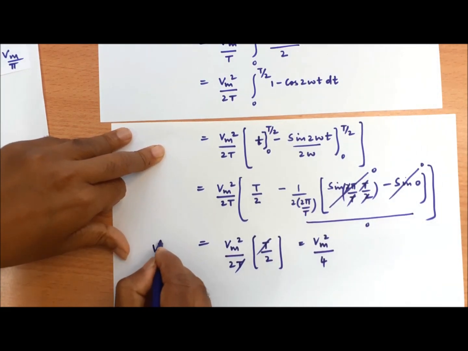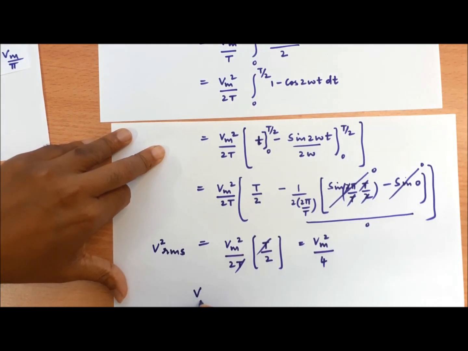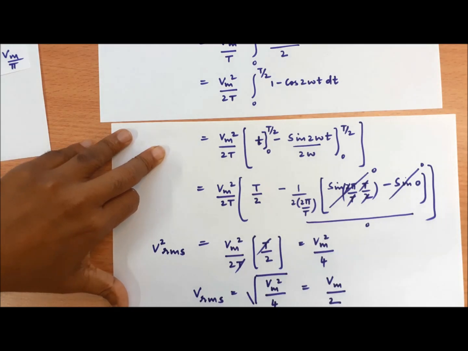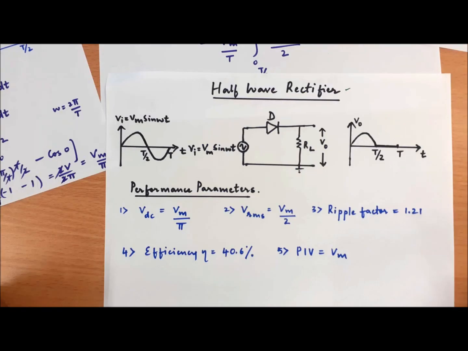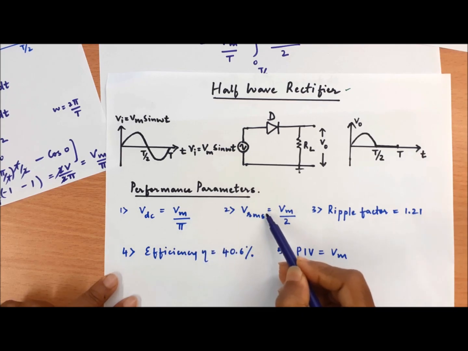Now this is V square RMS, right? So if I want VRMS, I'll have to take the square root of it. The square root of Vm square upon 4 is Vm upon 2. So finally we arrive at the expression VRMS is equal to Vm upon 2.